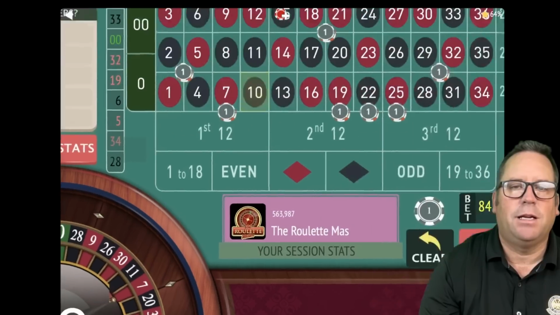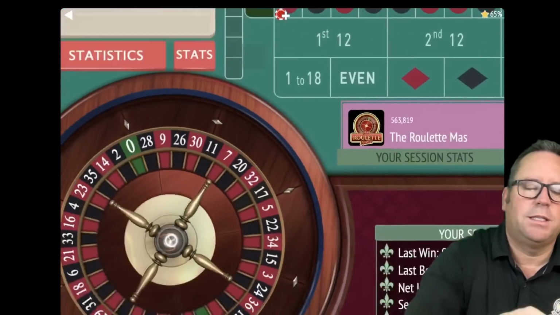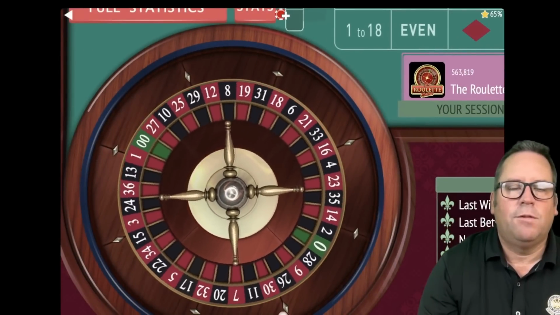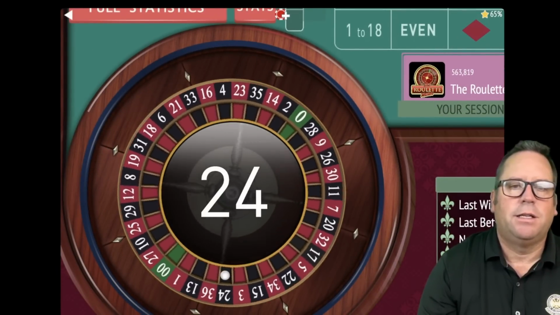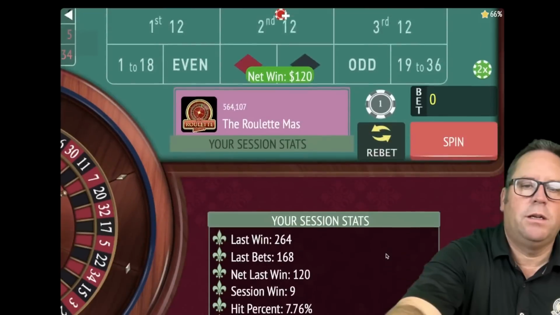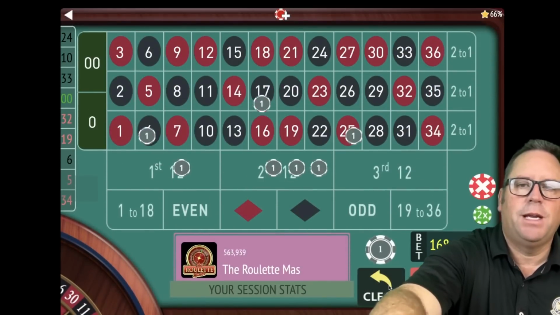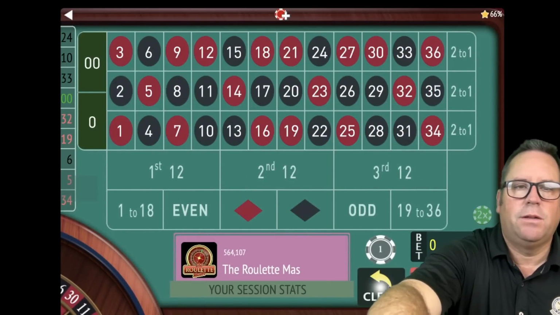And that's a 10 black. My goodness. Okay, let's go ahead and double again to 168. And hopefully we'll get some consecutive corner wins. And that's a 24 black. That's a $120 win. We're back up $9, but we have to reset because we hit the street. So let's go ahead and do that.